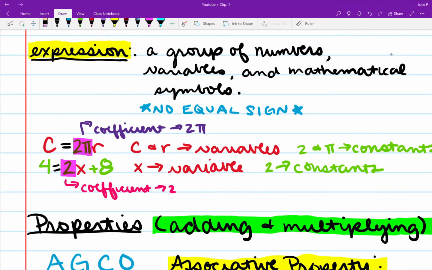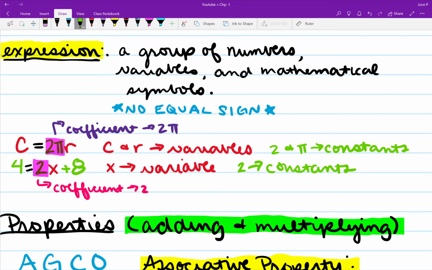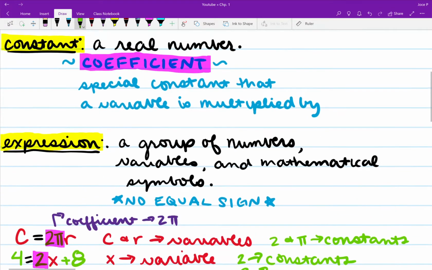This next one is just a generic equation again. 4 equals 2x plus 8. 2 is the coefficient, it's a special constant. And 8 is also a constant in this. Then x is the variable, it is the letter.